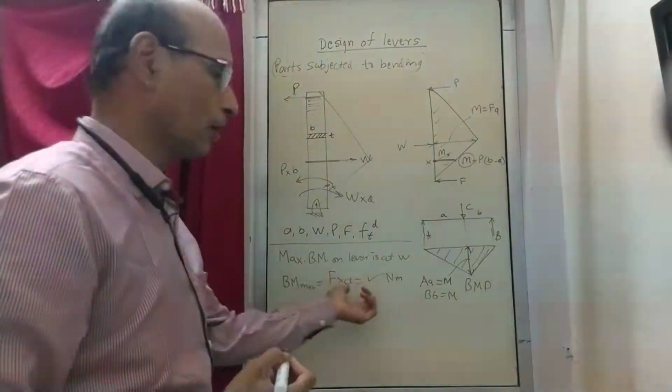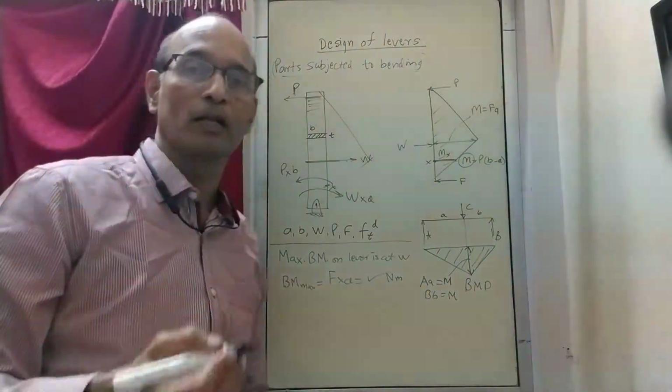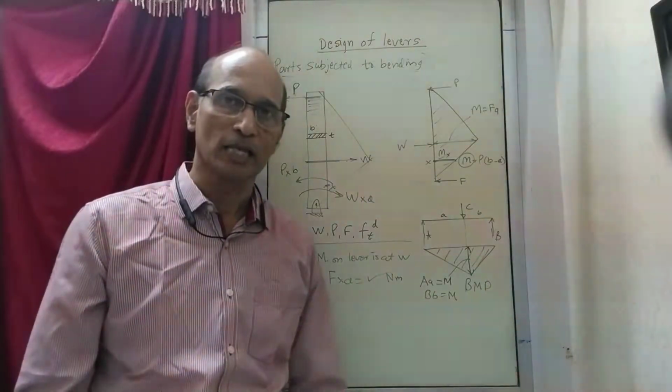Okay. So you know the amount of bending moment maximum that is acting on the lever. Once you know this, now you are in a position to apply the correct design equation. Now what is the design equation?